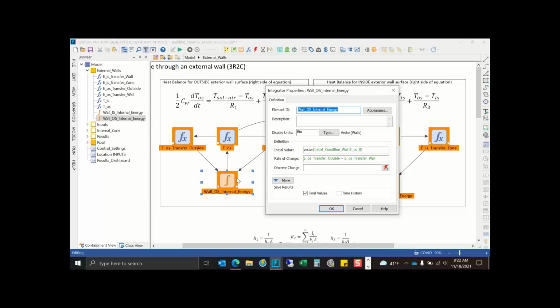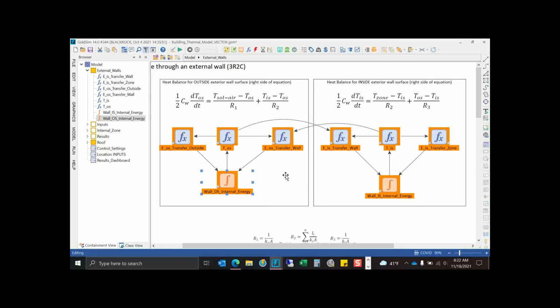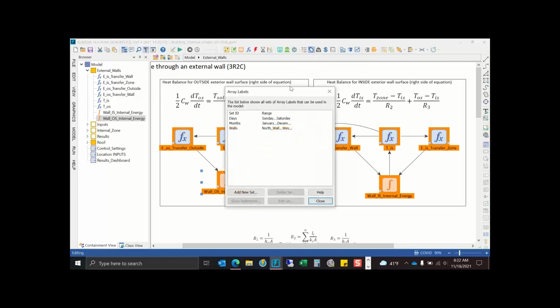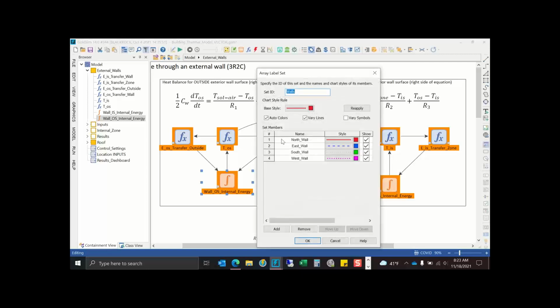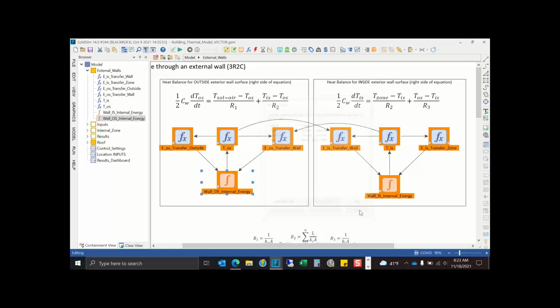an integrator element because it has a thermal mass associated with it. And we see that, and all of these are highlighted in orange because they are vectorized, because we have 4 walls. We have the north, south, east, and west. And I created an array label set for that, indicating the orientation of each wall. And I highlighted it in orange so I know what's a vector and what's not a vector.